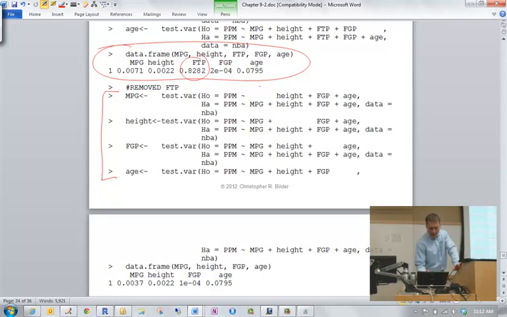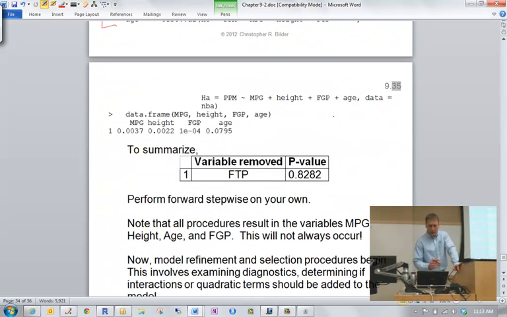So with MPG, notice the H0 model does not have MPG, the HA model does. You see the 4 variables. Put the p-values into those corresponding objects, and here we go. Notice none of the p-values are exceptionally large, so I stop. So notice we get to the same place as we did with AIC.